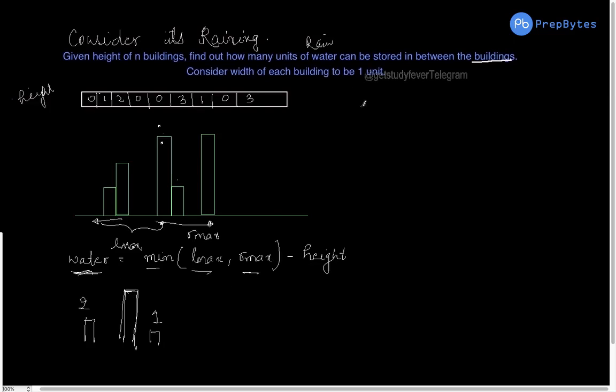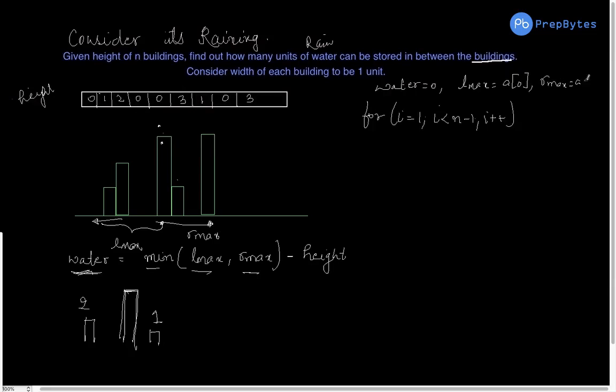So what I'll do is I'll run a loop from i equal to 1, i less than n minus 1, i plus plus. I'll initialize my water with 0. My L max, I'll make it, let's say, a of 0. And R max, a of n minus 1. And we know that there couldn't be any water stored above this building and this last particular building. So we'll run a loop from this building to this particular building, from 1 to n minus 1.